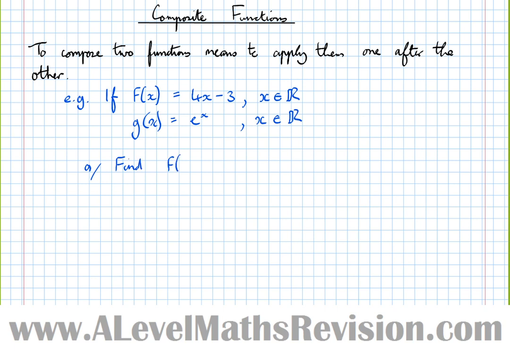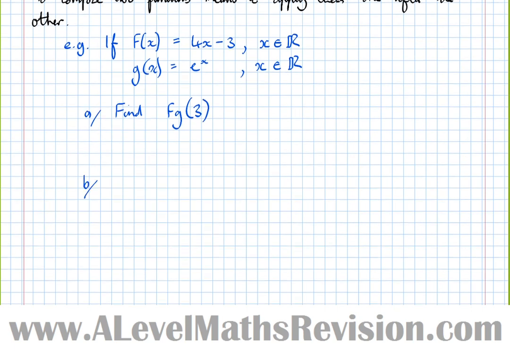find fg, right, I'll probably write find fg of 3, B, find gf also of 3, then part C, find fg of x. And they're the three things that we're going to find.